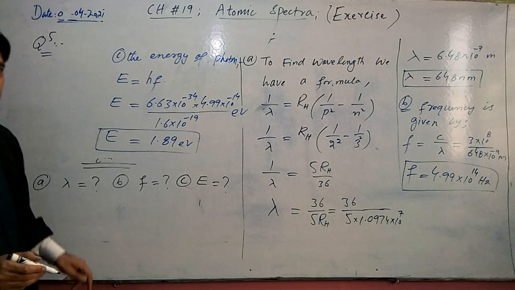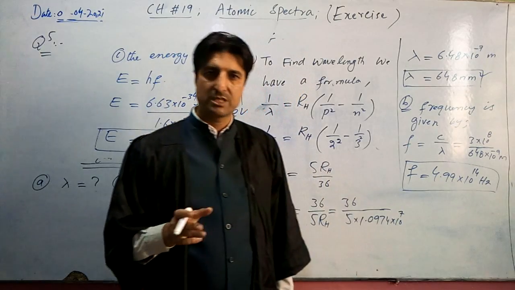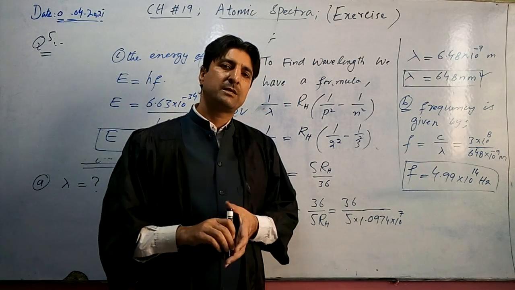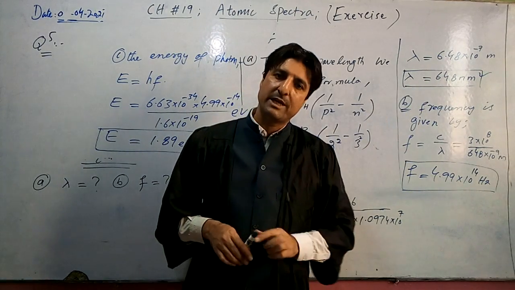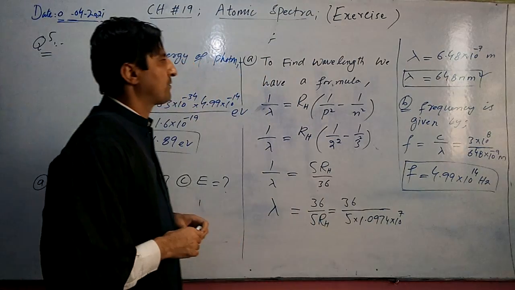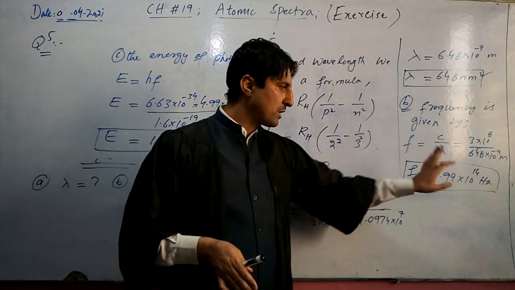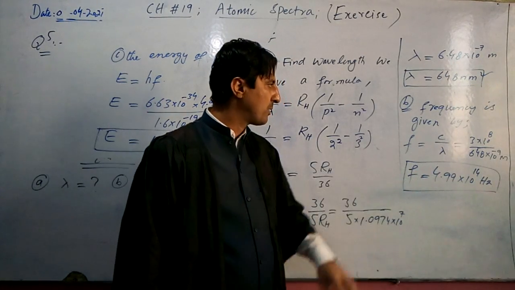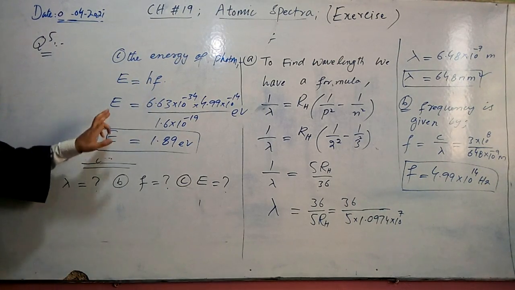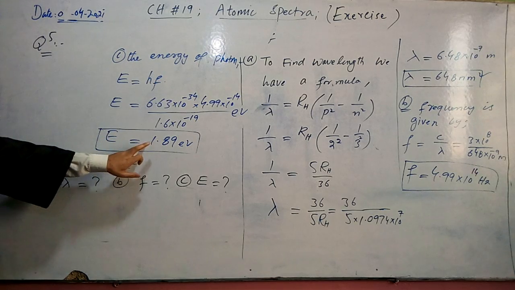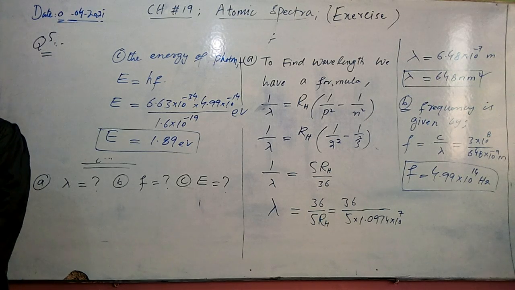So here we can see that we have calculated the wavelength of the emitted photon. It makes a transition from third orbit, n equal to 3 to n equal to 2. The wavelength will be 648 nanometer or 6.48 multiplied 10 power minus 7 meter. And the frequency of the same photon will be 4.99 multiplied 10 power 14 hertz. What about the energy? The energy of that photon will be equal to 1.89 electron volt. So that was all about question number 5.